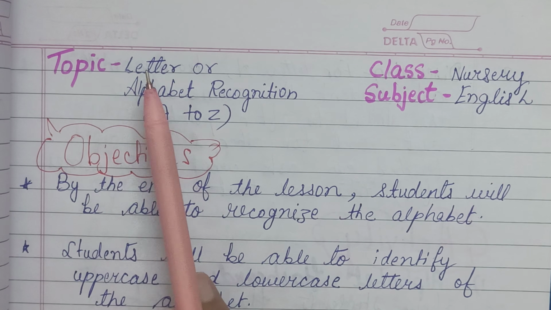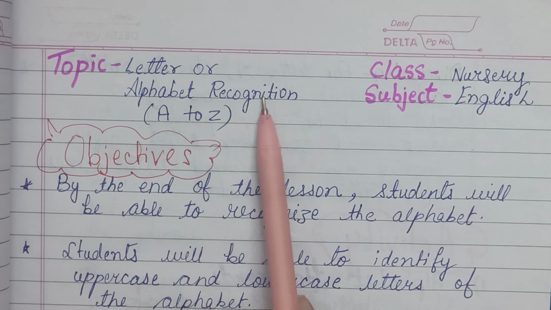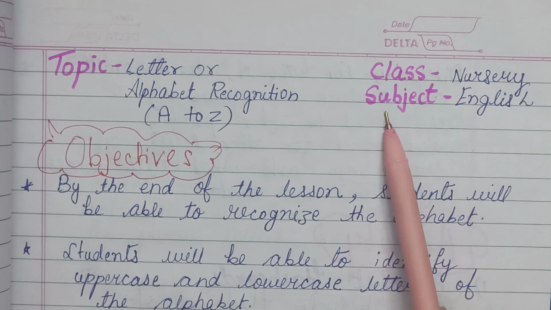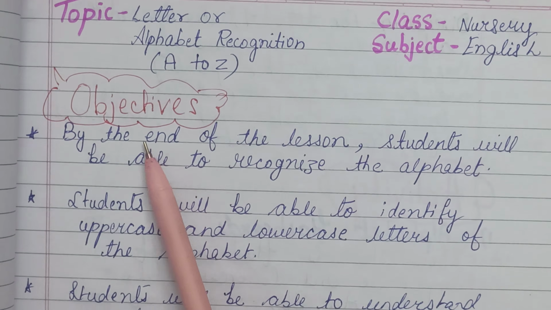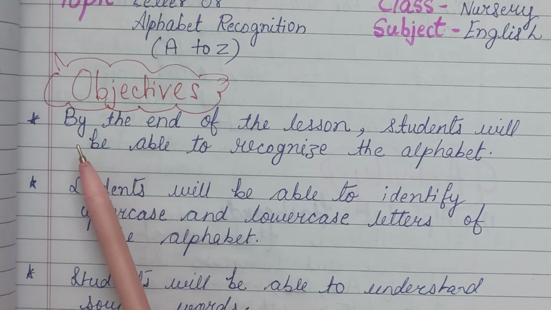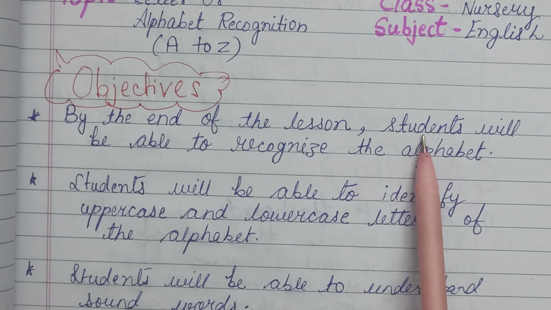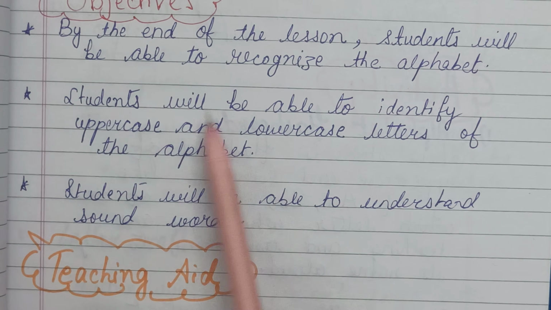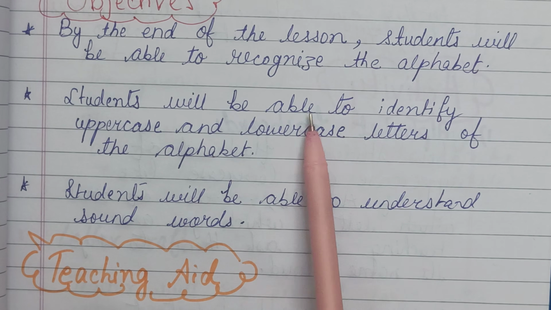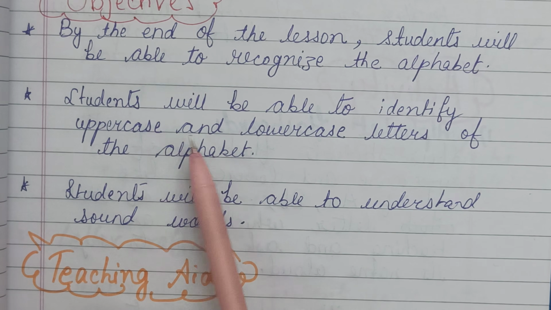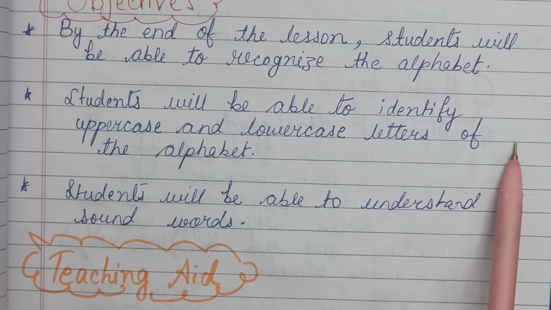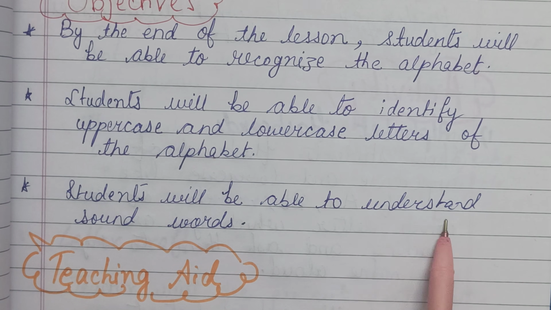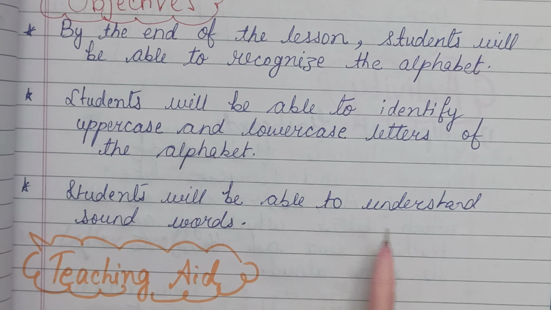Today's topic is letter or alphabet recognition A to Z for class nursery subject English. So first, objectives. By the end of the lesson, students will be able to recognize the alphabet. Students will be able to identify uppercase and lowercase letters of the alphabet. Students will be able to understand sound words.